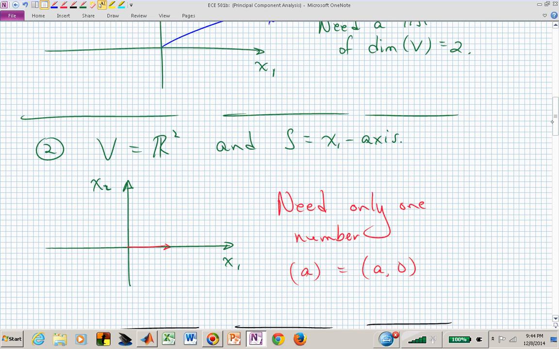In this second example, though, suppose that we are in this two-dimensional plane, but now all of our vectors lie in just one direction, and let's make it specific. Suppose that it's the horizontal axis x sub 1. Then the principal component is in that direction x sub 1, and all we need is the length of that vector, or one number a, in order to describe a vector in that particular direction.